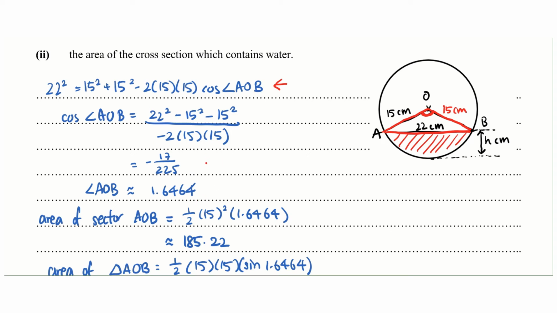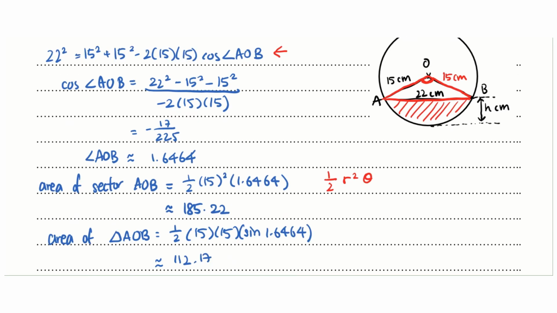So once again, when you do cosine inverse, you have to make sure that your calculator is in radian mode. Now that we have found the angle, it will facilitate finding the respective areas. To find the area of the sector AOB using the formula half r squared theta, I will be able to get 185.22. Sorry, 0.22. Next, the area of triangle AOB will be half ab sine C. So a and b will be 15 and 15, and then C will be 1.6464. Once again, this is a trigonometric function for a radian angle, so make sure that you are in radian mode.